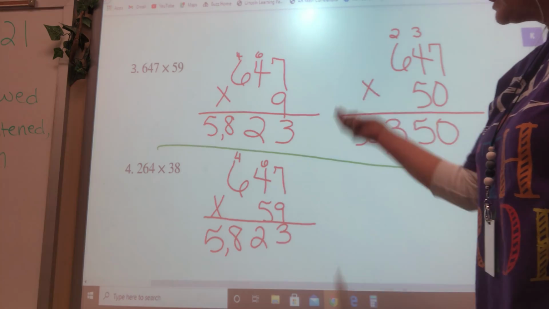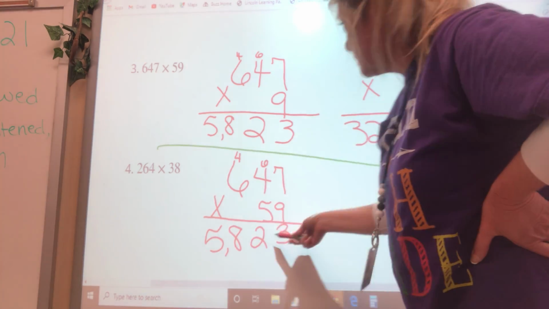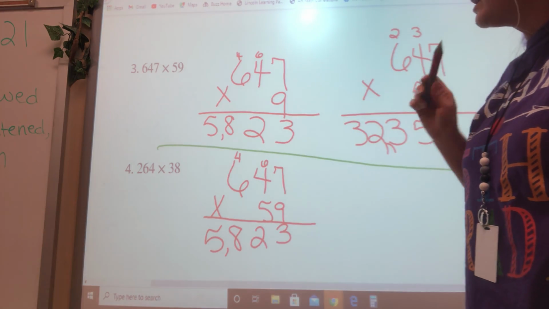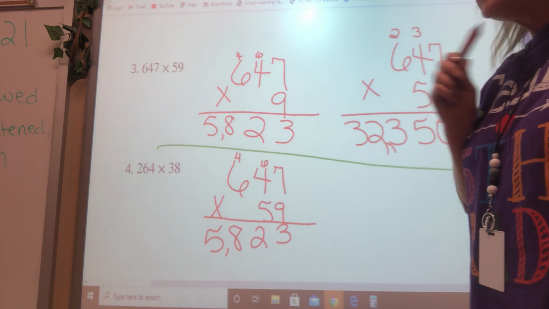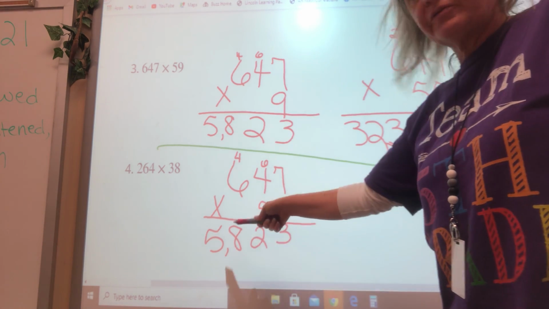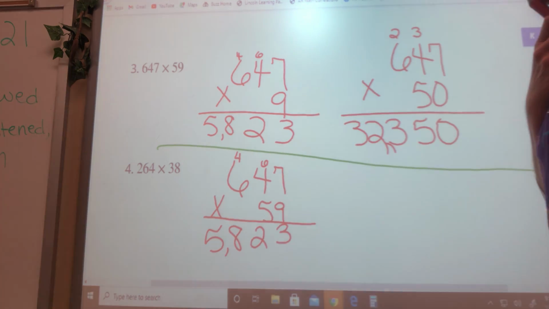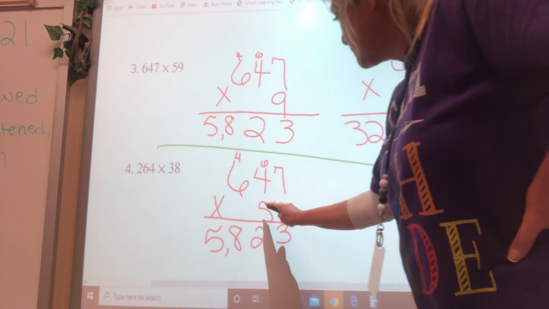Now, let's look up here at this problem. Does it make sense that this number would be the same as the final product we got on that one? Yeah, because we were just multiplying that times 9, and that's the first step in doing the algorithm when you have two numbers. Then I multiplied this number.